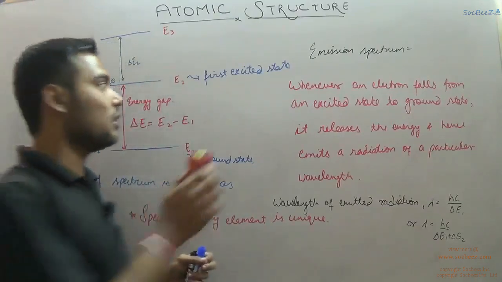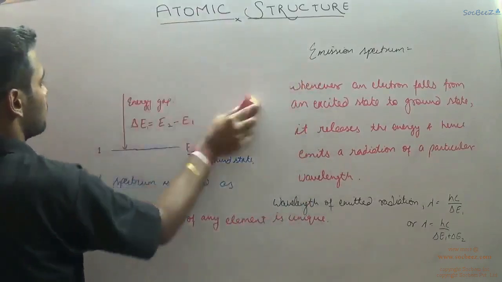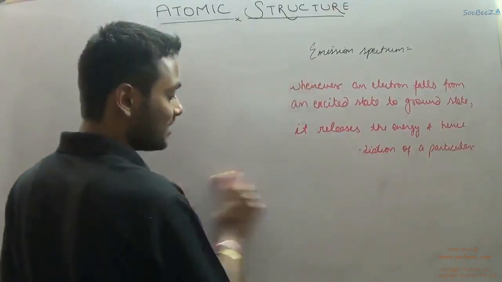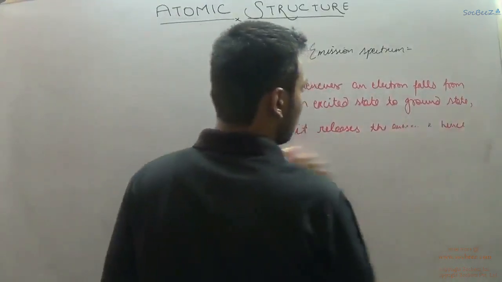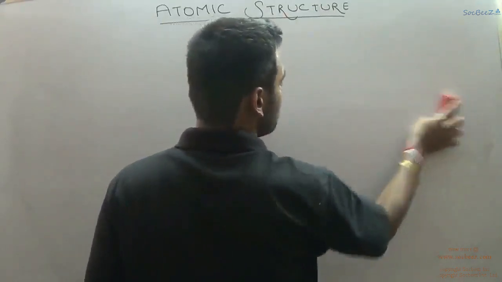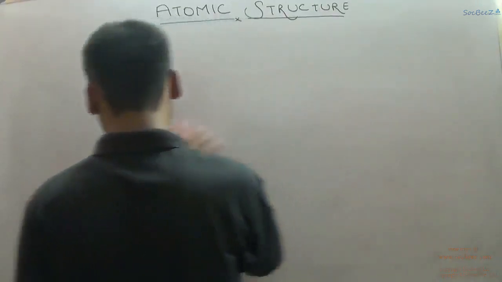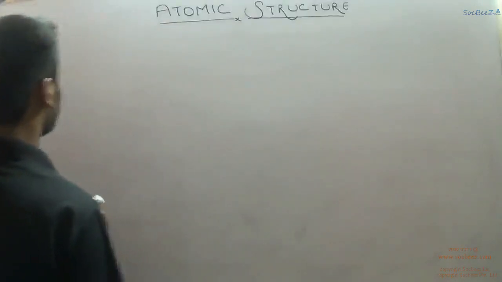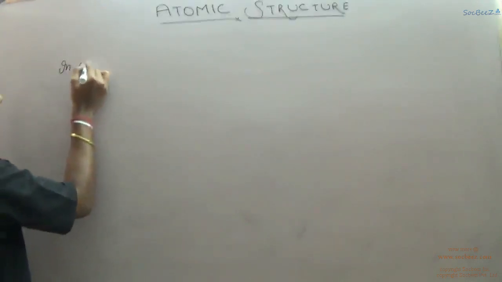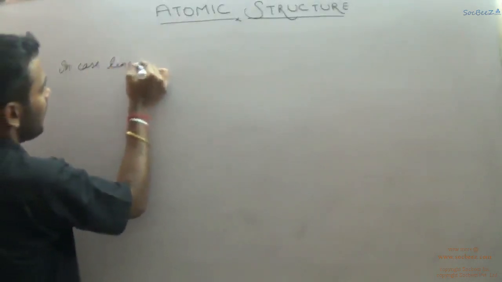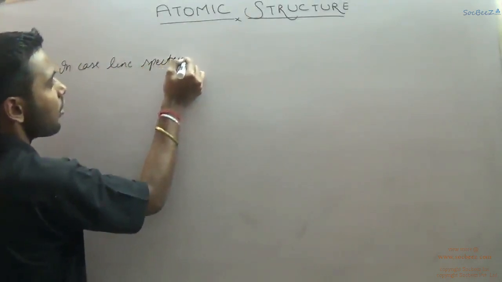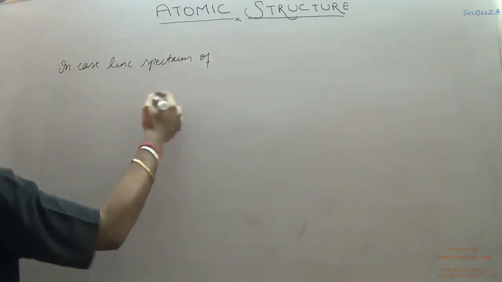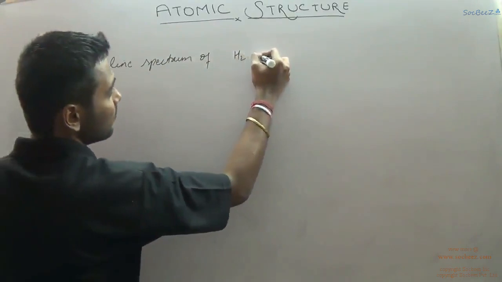Now, in the case of the line spectrum of hydrogen, whenever an electric discharge is passed through hydrogen molecules, we see a line spectrum in the case of the hydrogen atom. Let us look at the wavelength of the line spectrum of H2 molecules.